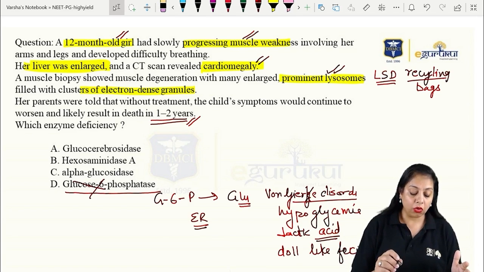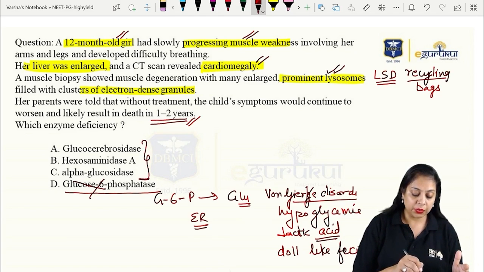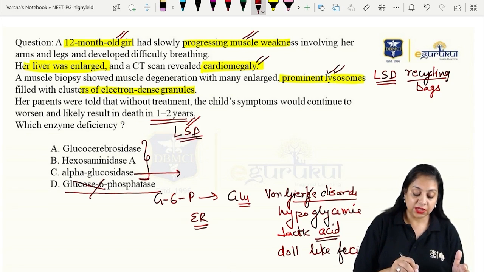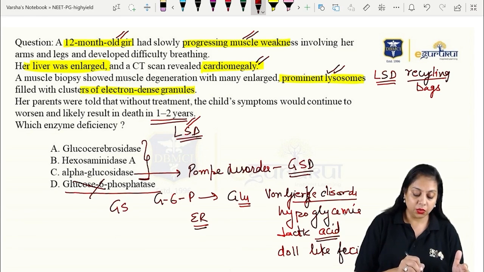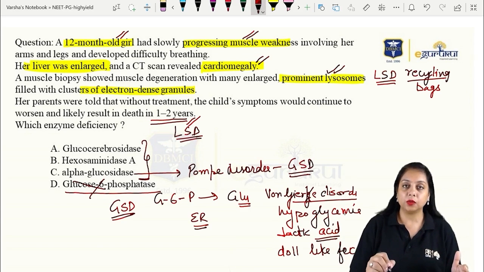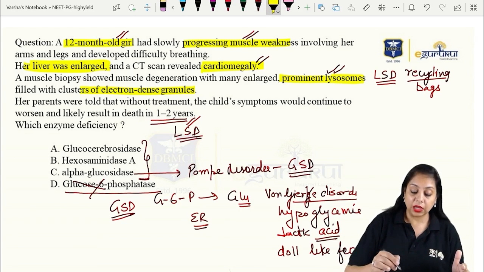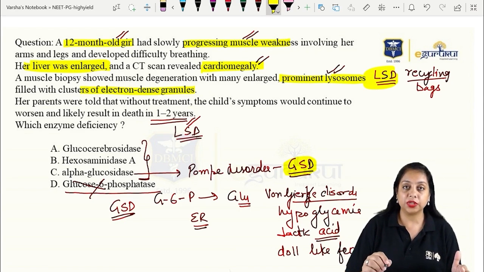The other three options are lysosomal storage disorders. Alpha glucosidase deficiency leads to Pompe disorder. This is a glycogen storage disorder, similar to glucose 6-phosphatase deficiency, since von Gierke is also a glycogen storage disorder. But Pompe is the only glycogen storage disorder which is actually a part of the lysosomal storage disorders.